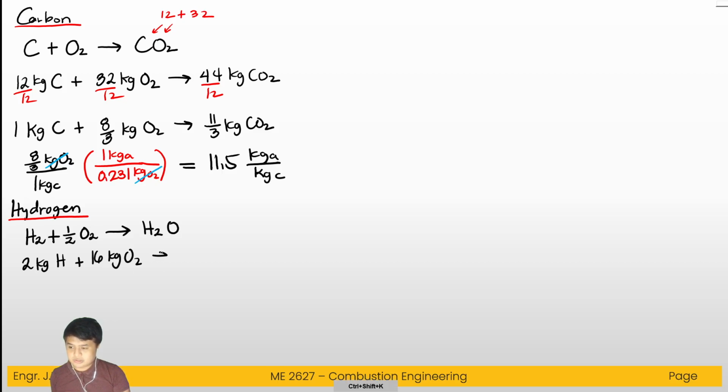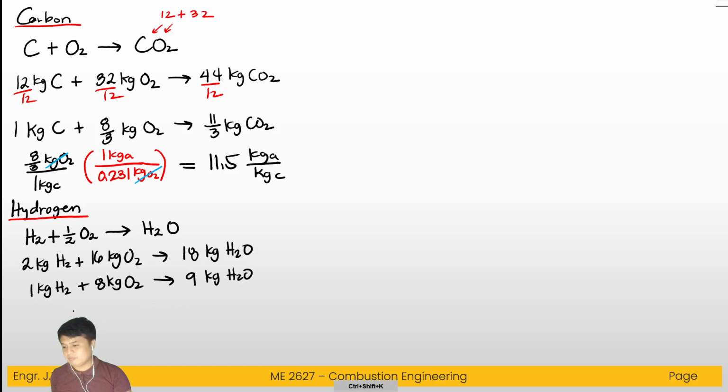16 kilograms of oxygen to create what? This will be 2 plus 16, so we have 18 kilograms of water, H2O. If you simplify this by dividing by 2, you will get 1 kilogram of hydrogen plus 8 kilograms of oxygen, and then 9 kilograms of H2O. So we only divided everything by 2. Basically, to burn 1 kilogram of hydrogen, you need 8 kilograms of oxygen.